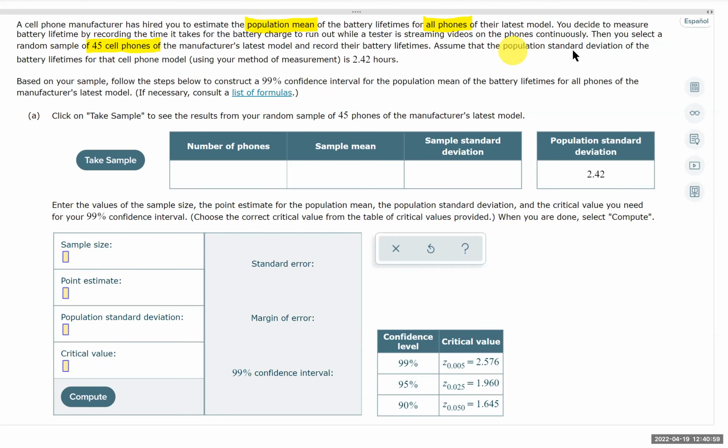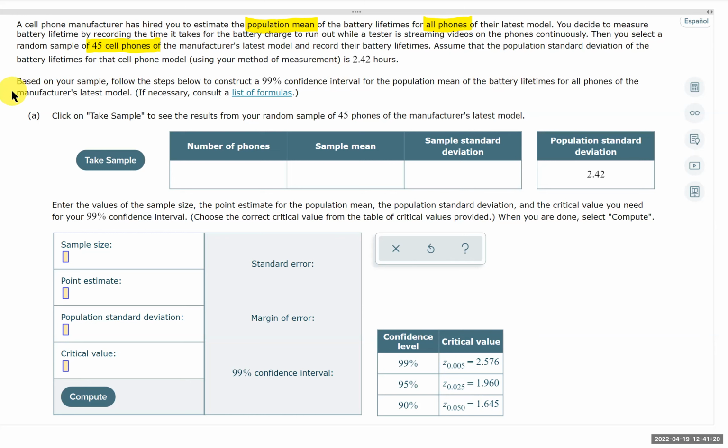Now it says that we can assume the population standard deviation of the battery lifetimes for that cell phone model is 2.42 hours. And based on our sample, we're going to construct a 99% confidence interval for the population mean for all phones of the manufacturer's latest model.